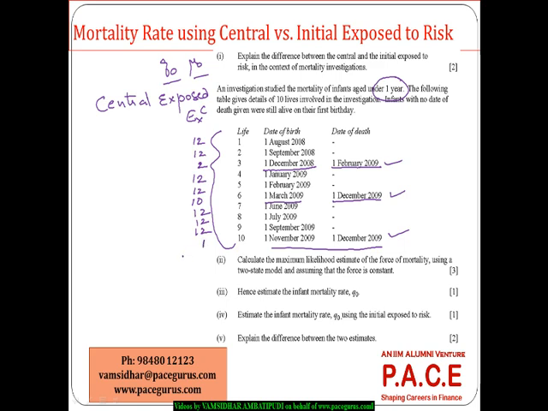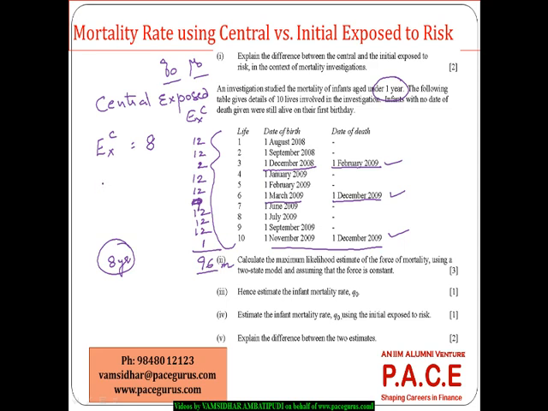So overall, looking at the central exposed to risk, this one from 1st March to 1st December is only 9 months, not 10 months. So overall the contribution is just 96 months. 96 months translates to 8 years. So the central exposed to risk calculation gives us 8 years.